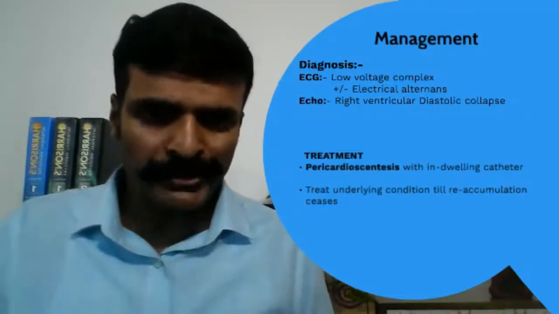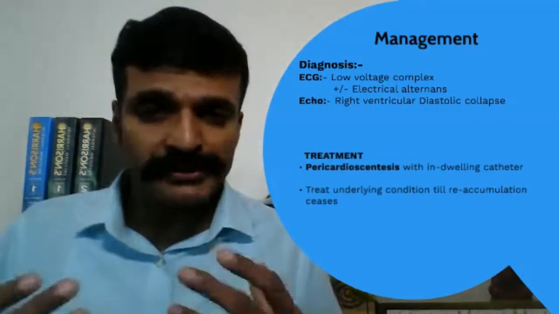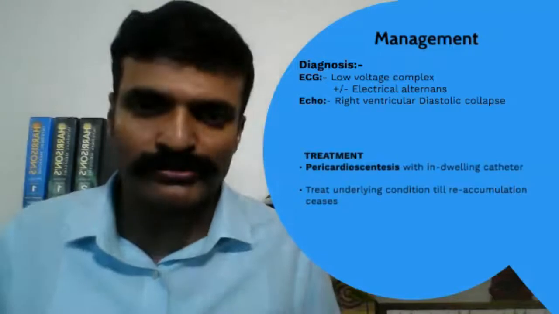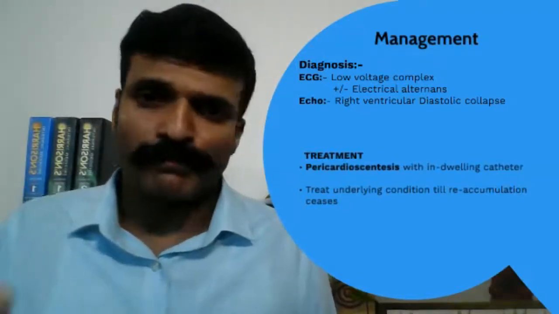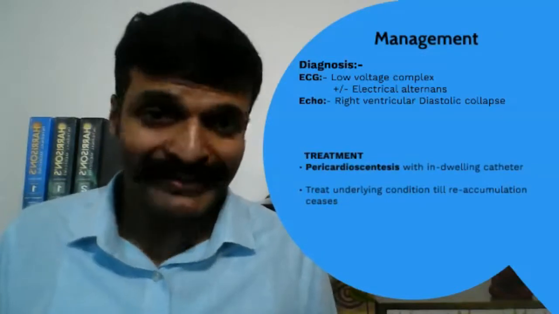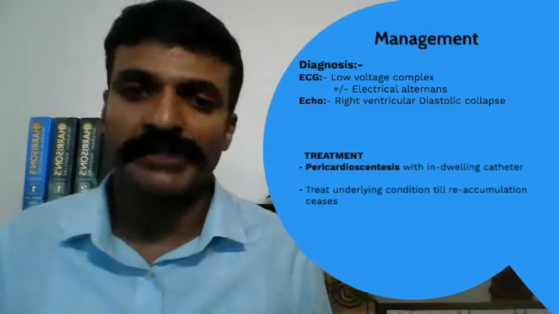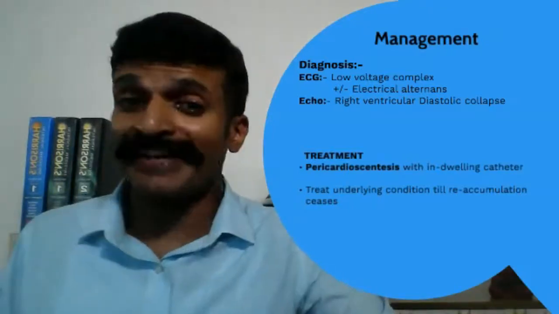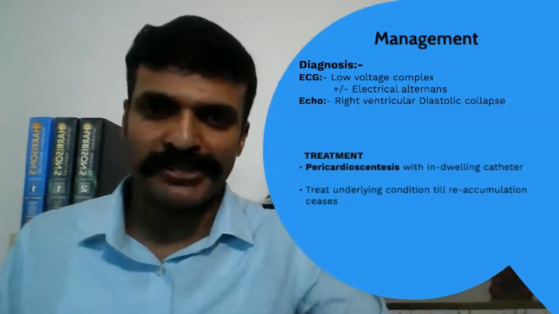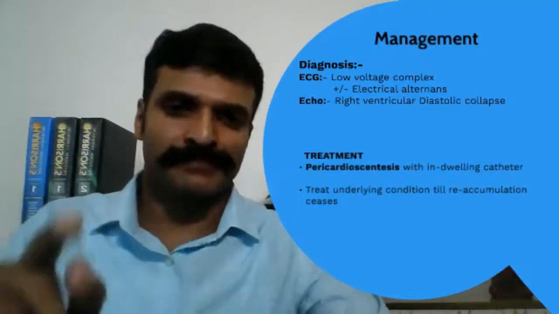Remember, putting in the catheter and draining out the fluid is only the emergency treatment. You need to treat the underlying cause or leave the catheter if the cause is not treatable. For example, if you're looking at disseminated lung cancers, there is high chance of recurrent pericardial tamponade. You might even have to leave the catheter there, right? So this is the presentation of cardiac tamponade as an emergency. We will look at the other special presentation of pericarditis now.